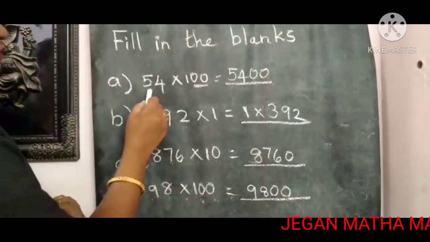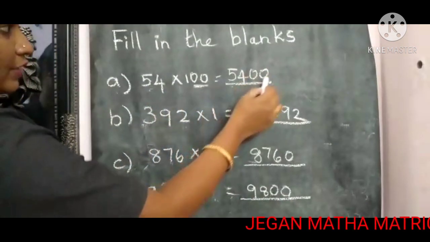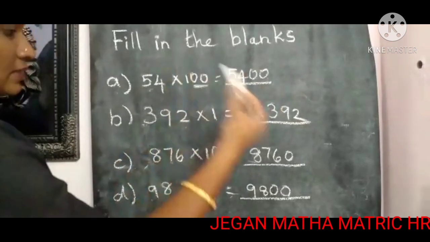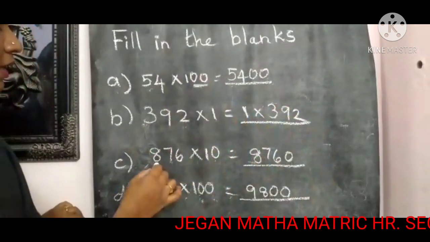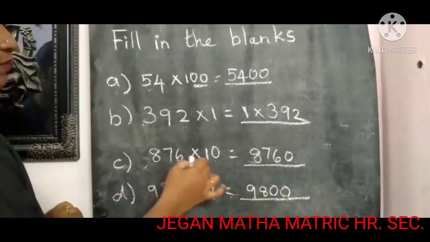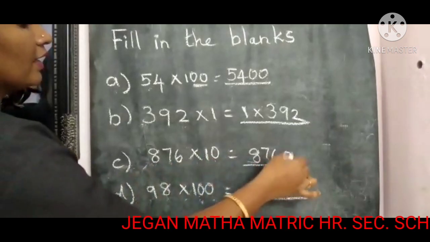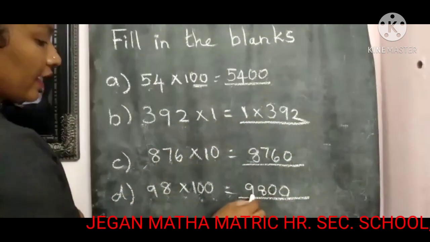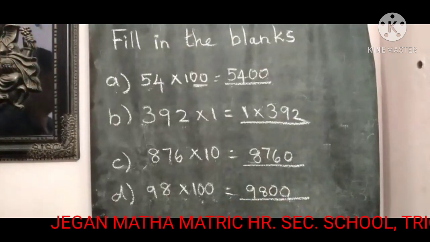So once again, 54 multiplied with 100 is 5400, write 2 zeros. 392 multiplied with 1 is the same number, 1 multiplied with 392. 876 multiplied with 10, the answer is 8760. 98 multiplied with 100, the answer is 9800. Okay, now let's see the next one.